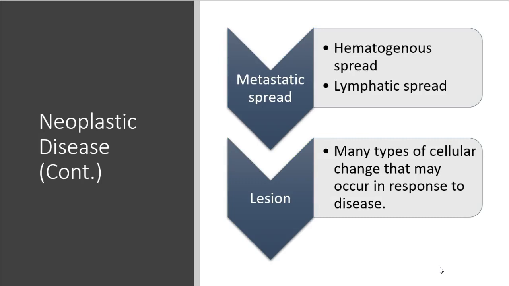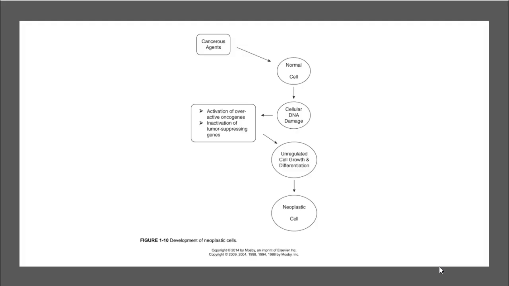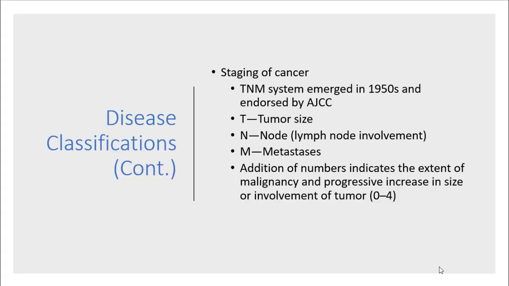Metastatic spread can be through the blood or the lymph system, and a lesion is many types of cellular changes that may occur in response to disease. If we look here, a cancerous agent hits a normal cell, and there are changes in the DNA. It can repair itself, or it can change its DNA and produce a metastatic tumor, with unregulated cell growth and differentiation to a neoplastic cell.